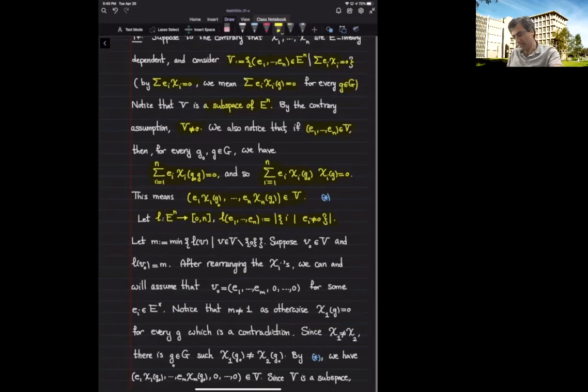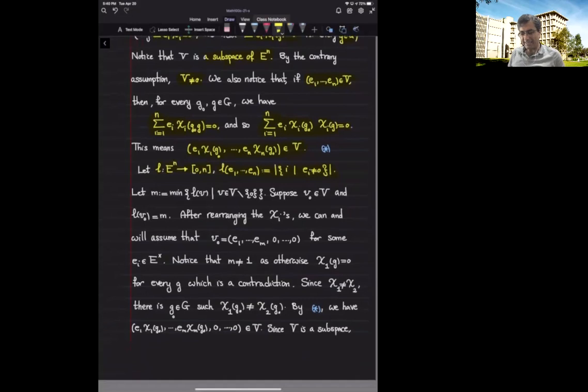Similar to the previous setting that we had, we are going to look at the smallest vector inside this vector space. So we are going to look at the minimum L of V among non-zero vectors inside this subspace, and let's assume that V naught is giving us such minimum. So V naught belongs to this subspace, and L of V naught is M.